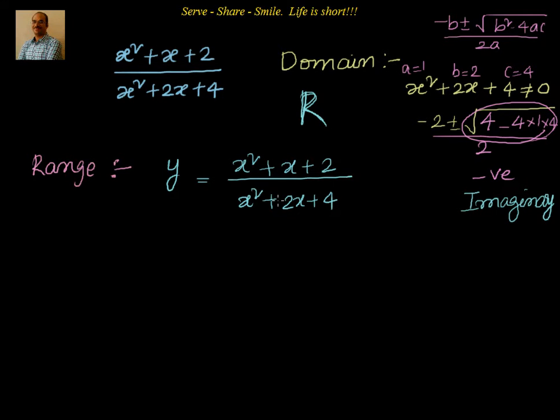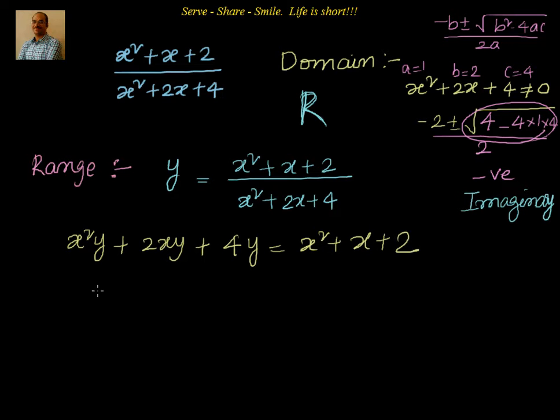So let's first try to get a quadratic equation here. I just take y and multiply. I get x²y + 2xy + 4y = x² + x + 2. Now let's simplify this.